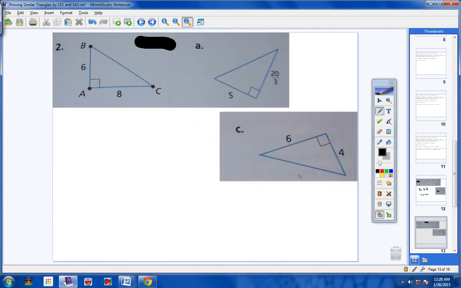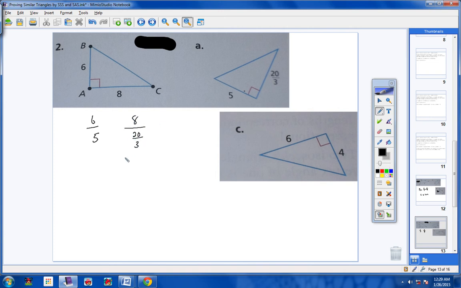Alright, number 2. Here we go. Let's see here. I think now we can use side angle side. Notice that we have an angle here, congruent to this angle here. So all that we have to do is see if the sides are proportional. So my smaller side is 6, and my smaller side over here is 5. My larger side out of these two is 8, and my larger side over here is 20 over 3.